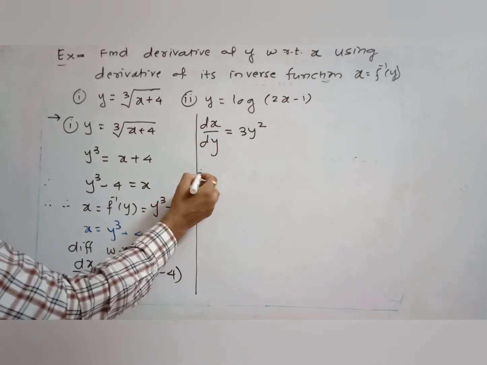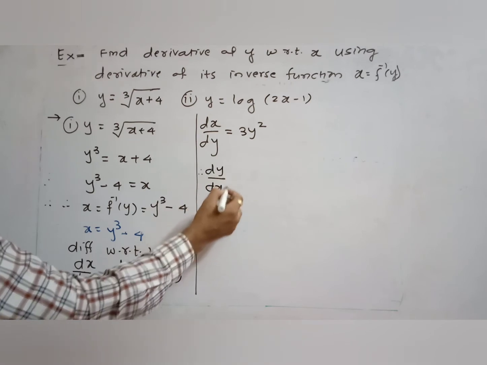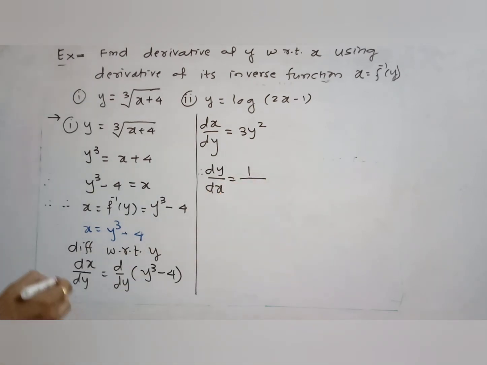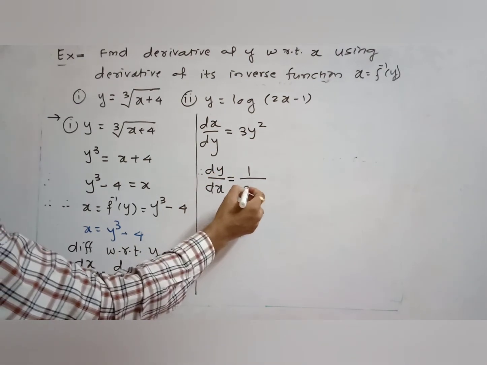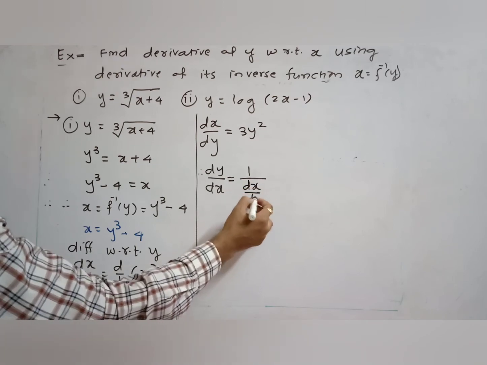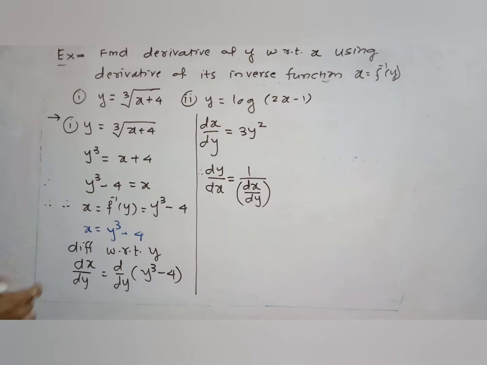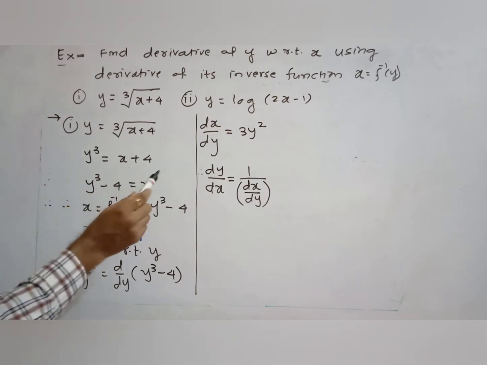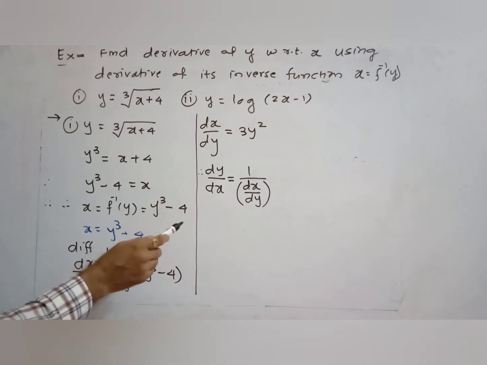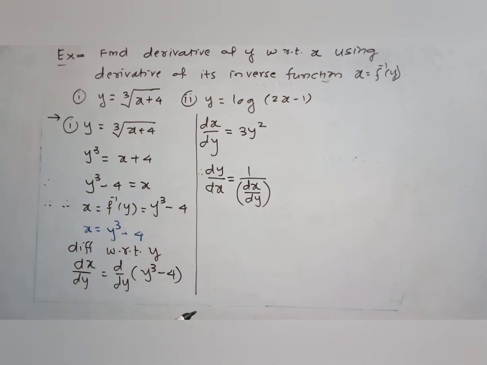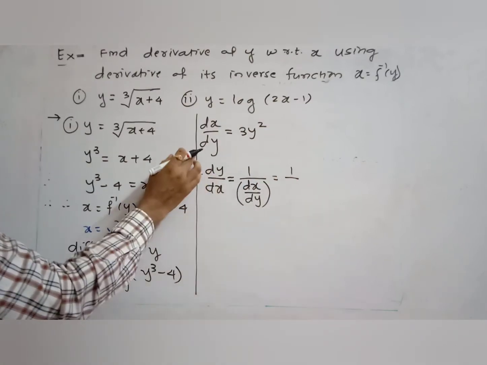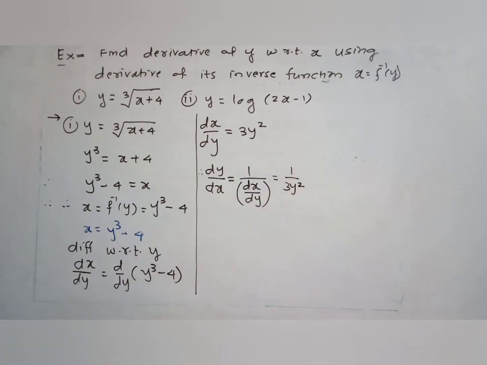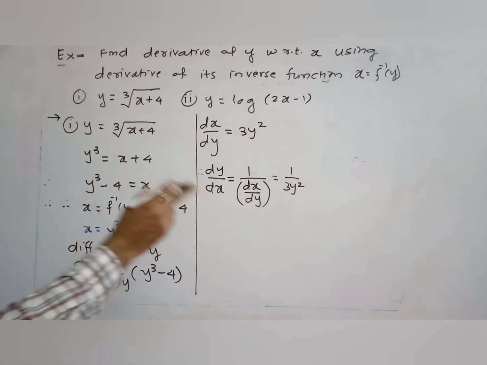So it means that dy by dx, which we shall find by using the rule which was proved just some time ago, is dy by dx equal to 1 upon dx by dy. See, that rule can be used like this. Earlier, if you remember, the rule was stated as dx by dy is 1 upon dy by dx, and here we are using dy by dx as 1 upon dx by dy. One and the same thing. You can use it in this manner also. So dy by dx is equal to 1 upon dx by dy, which is 1 upon 3y square.